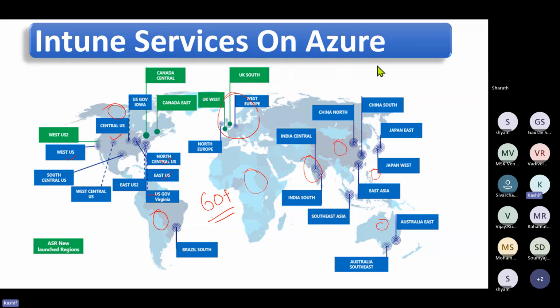Now, your Intune service is running basically in the Azure Cloud Data Center. Based on your location, suppose you are in India, your account will get created either in India Central or India South, depending on your location. Whatever data center is closest to you, your Intune account is going to get created there, which we will discuss later when we do the practical, where exactly the account gets created.